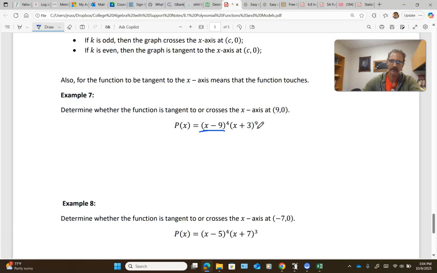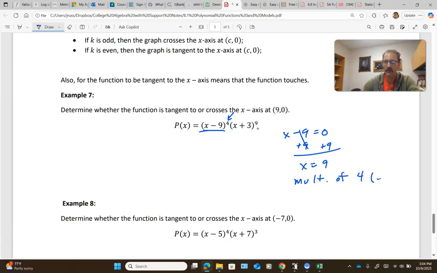In fact, I'll show you. You just take that factor, set it equal to 0, add 9 to both sides, and you get x equals 9. But what's the multiplicity of that 0? Well, that hinges upon that exponent, 4. That means that that 0, 9 would occur 4 times. And 4 is an even number, okay? So the 0, 9, which corresponds to this x-intercept, has a multiplicity that's even.